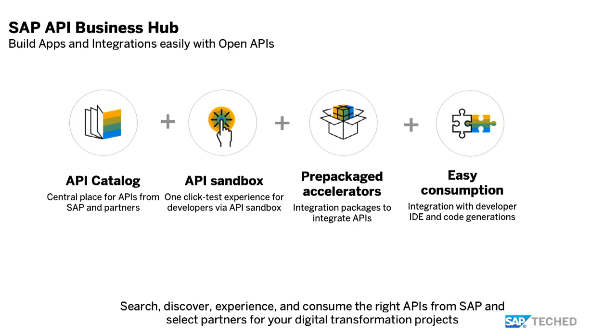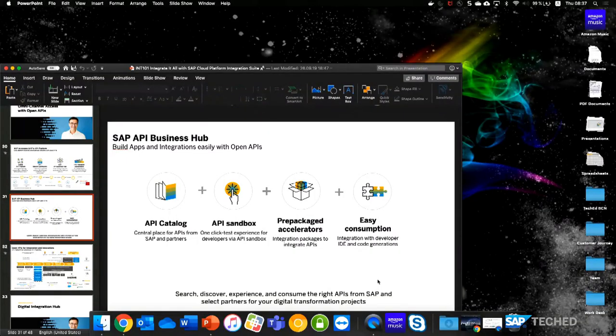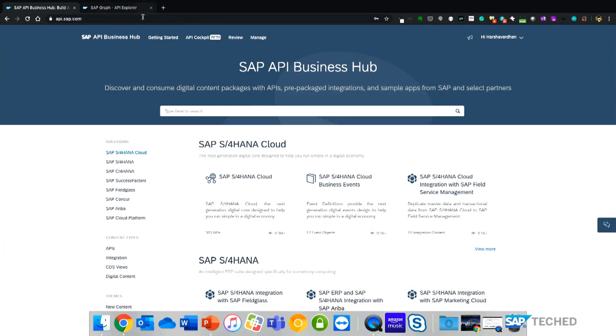It provides one common API catalog. It has an API sandbox. It provides prepackaged accelerators like integration. And then it provides easy consumption of these APIs through code generation and stuff, right? So I'm going to quickly show you a demo of the API Business Hub. Have you all seen the API Business Hub?